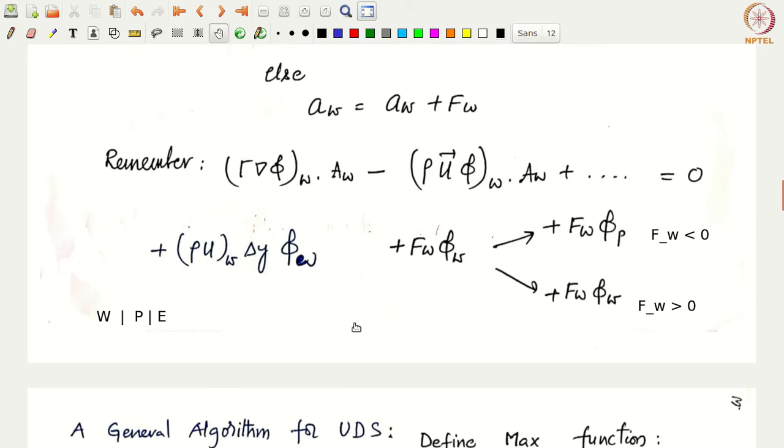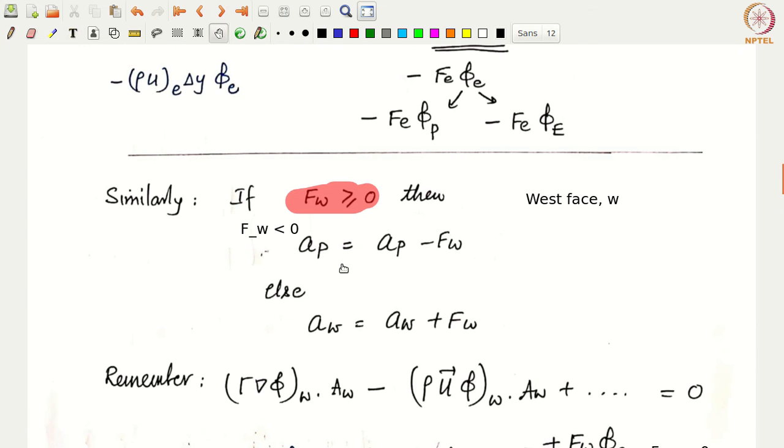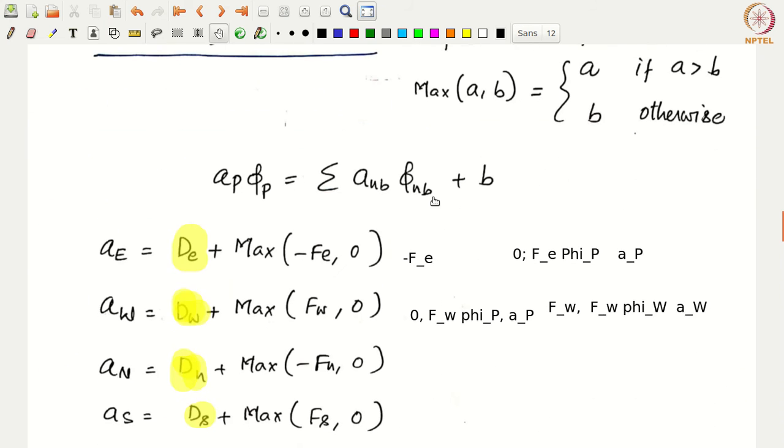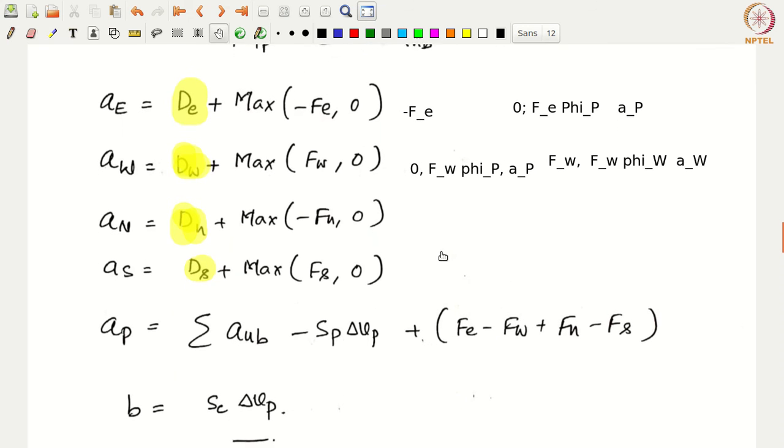If Fw is positive, then the contribution has to go to Aw, which is Aw plus Vw, and if it is negative, it has to go to minus Fw. So this is correct. Okay, fine. So what we discussed corroborates with this function.